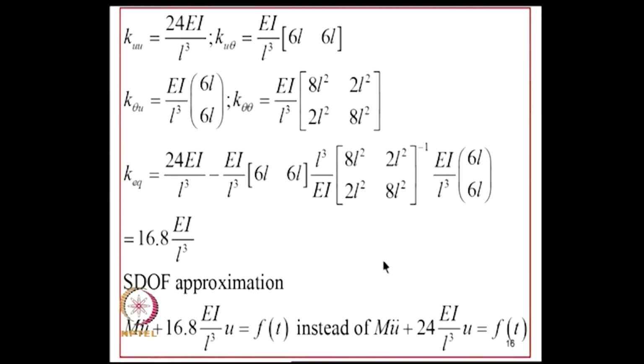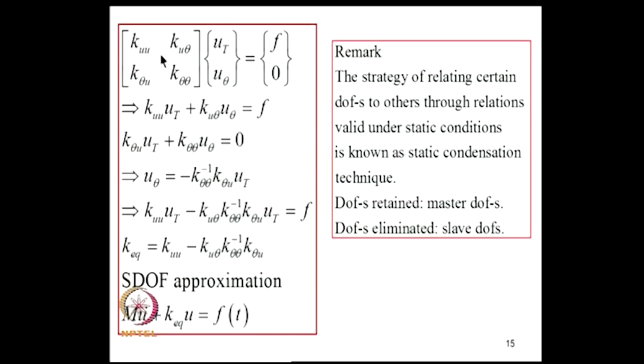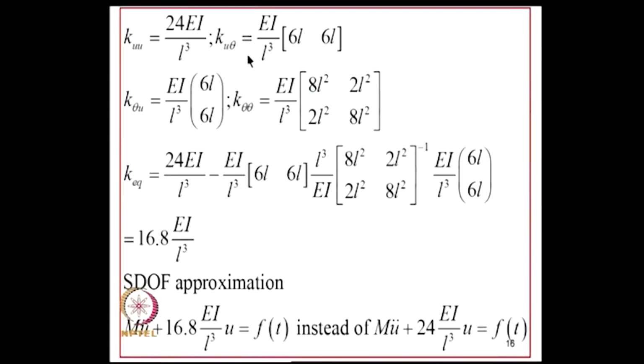Now, if we apply this strategy to the problem on hand, following the partitioning that is shown here and using the notation that is outlined here, we get K_uu as this, K_uθ as this, K_θu is this, K_θθ is this. Now, K equivalent can be computed through this relation, and if we do that we get 16.8 EI by L cube. So, in this single degree of freedom approximation the governing equation is m u double dot plus 16.8 EI by L cube u equal to f of t.